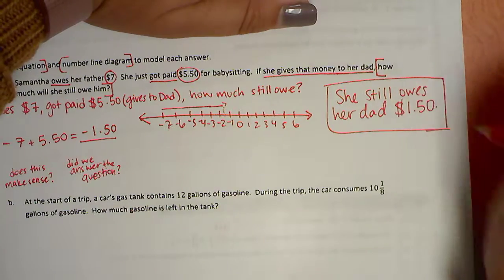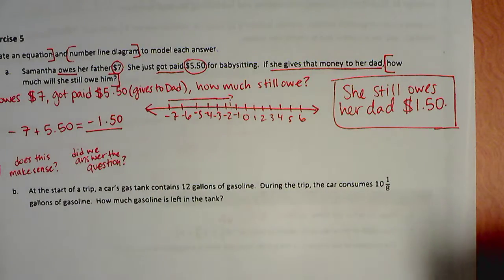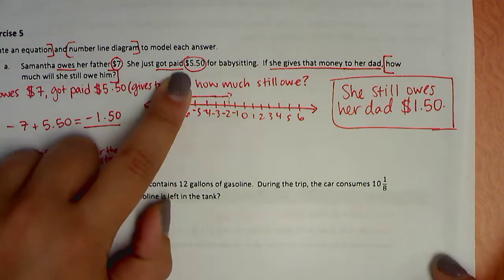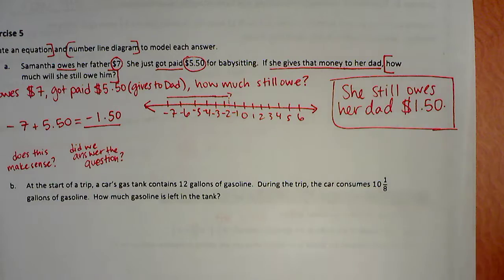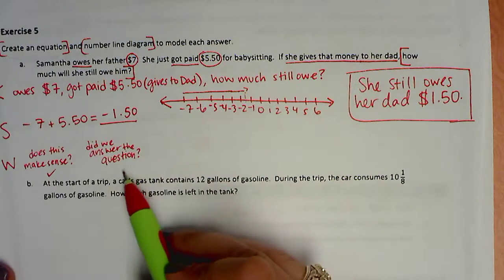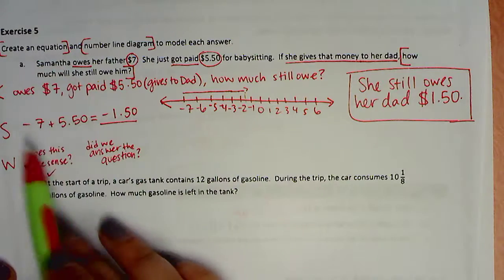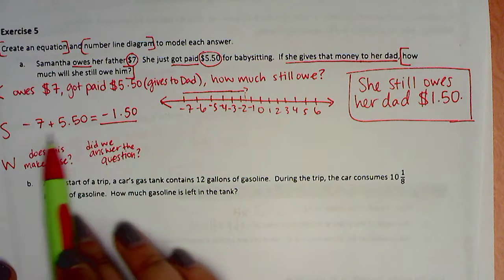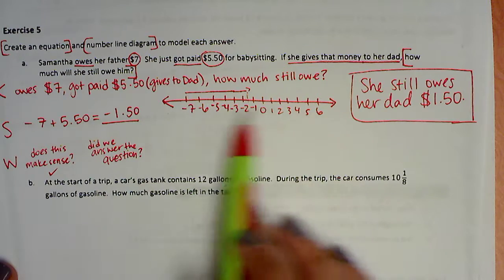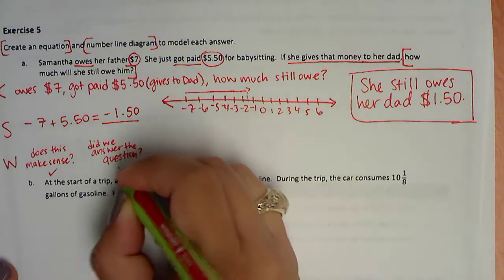I'm going to box my answer. Does this make sense for her to have owed her dad $7, gave him $5.50, and now she only owes $1.50? Yeah, that makes sense. Did we answer the question? We were supposed to do an equation, which we did. This is an equation. And we did a number line right here. And we did a complete sentence. So yes.